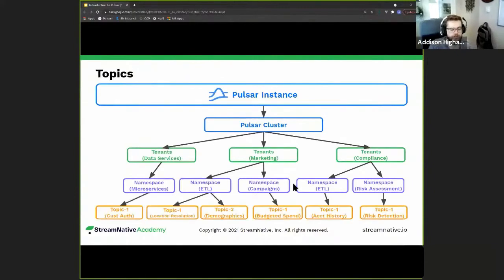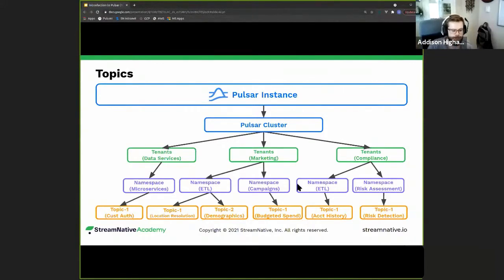And then underneath namespaces, finally, we have topics. Topics are where we're storing data. All topics exist uniquely within their namespace and tenant, so you don't have to worry about topic collision, et cetera. You can have different tenants and different namespaces that all have a topic with the same name, and they're isolated, uniquely defined within those namespaces.